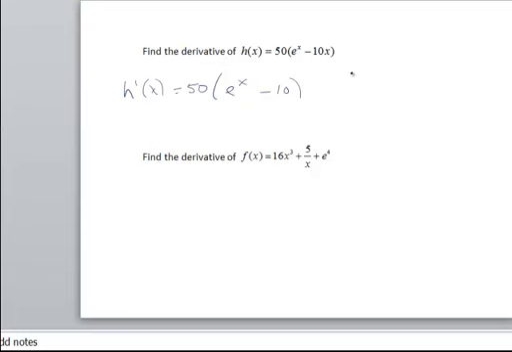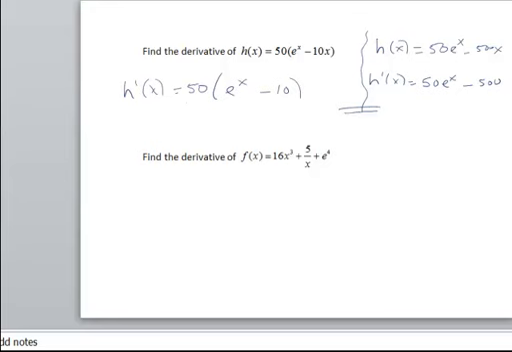And like I said, an alternative way of doing this one is you could go ahead and distribute the 50 first. So you have h of x is equal to 50 e to the x minus 50 times 10, so we get 500x. And now taking the derivative of each term here, 50 e to the x gives me 50 e to the x, and the derivative of 500x is 500. And then if you distribute right here, we get the same thing. So these are equal to each other.